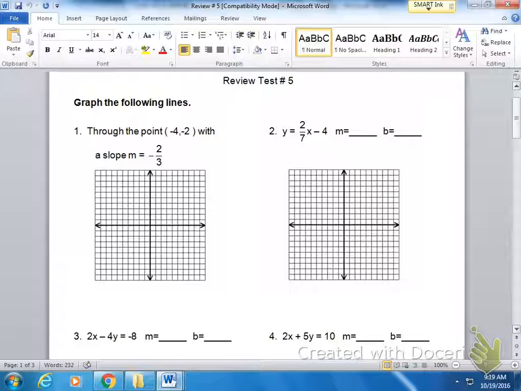The test is 20 questions. 9 are regular questions, 11 are multiple choice, so that might make you feel better. So let's look at number 1.